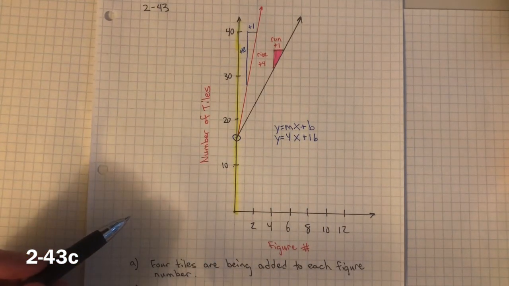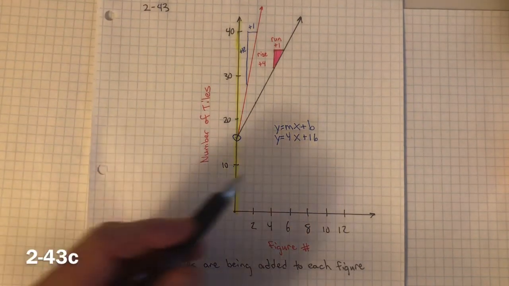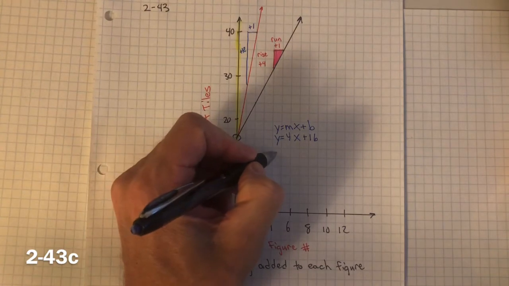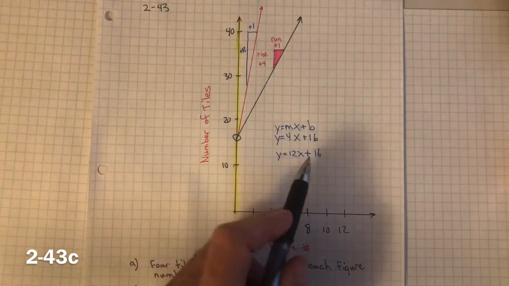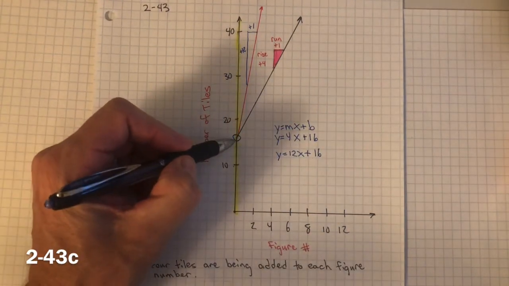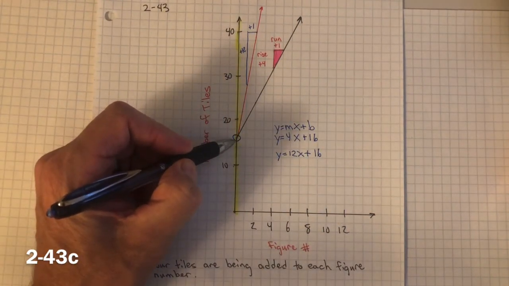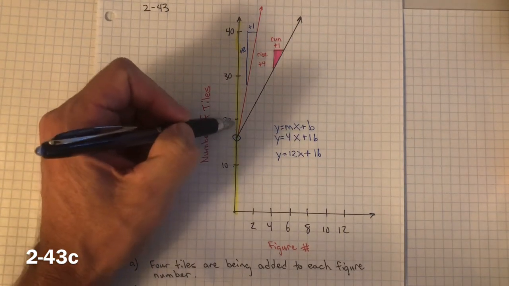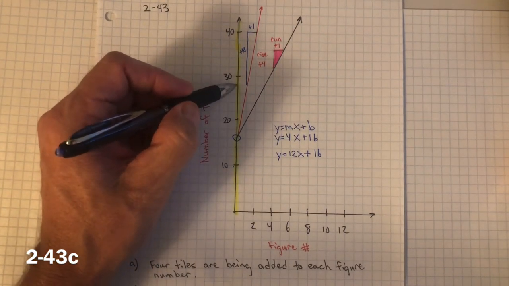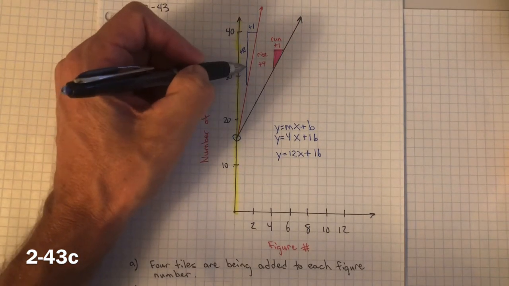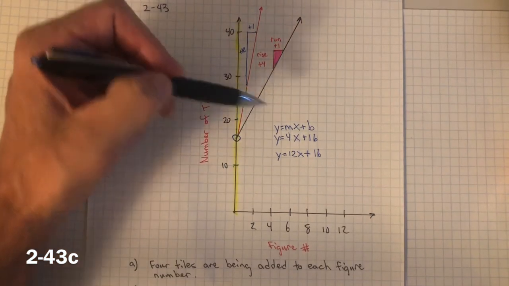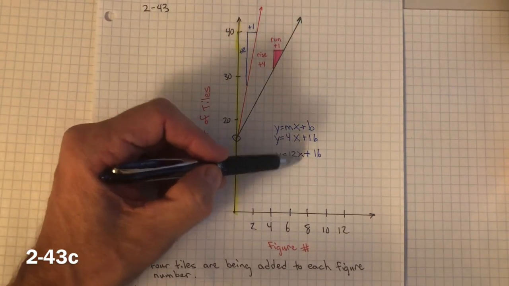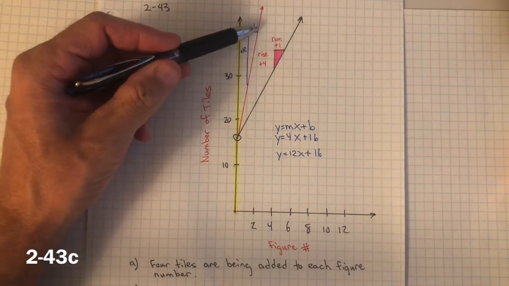For part D, how would the line change if the pattern grew by 12 tiles? Well, that would give us an equation of y equals 12x plus 16. So still the same y-intercept, but it's growing 12 tiles for every figure number. 2, 4, 6, 8, 10, 12 for each figure number. So you can see that the greater this value, the value of slope, the steeper the line is going to be.